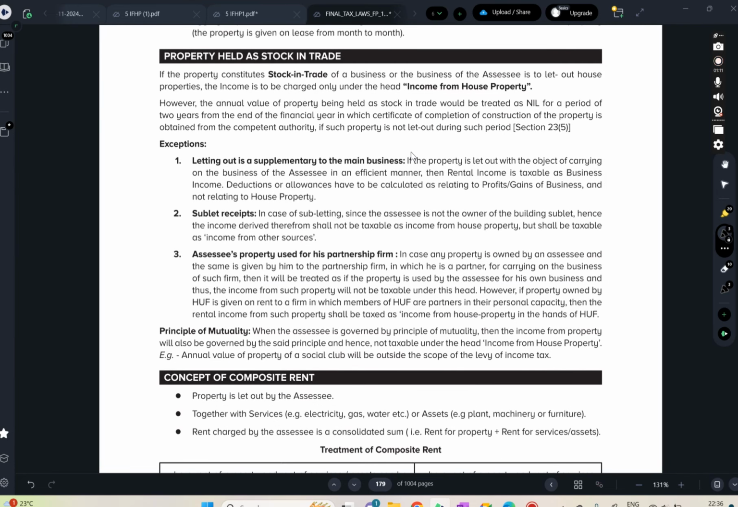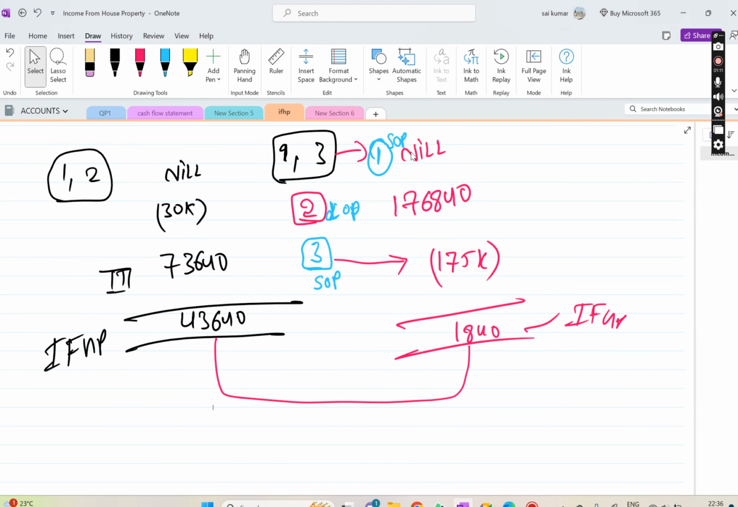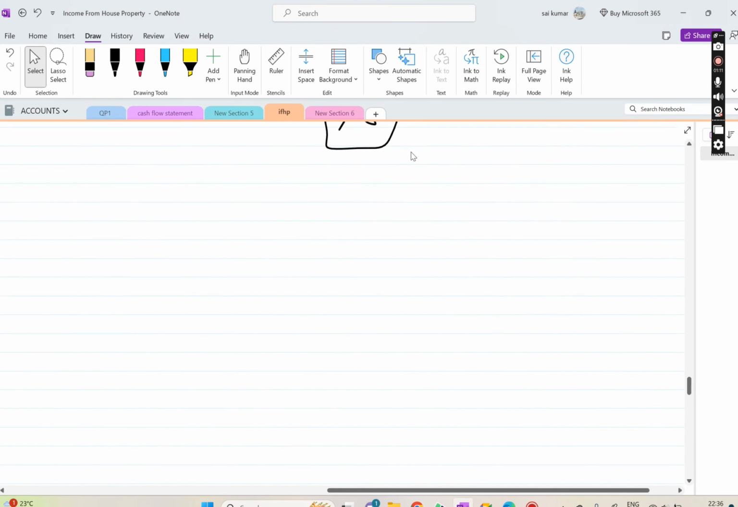And yes, this stock in trade, I have given notes for this stock in trade, like you might have used it for a business, right? Here I have given it. Just a second.